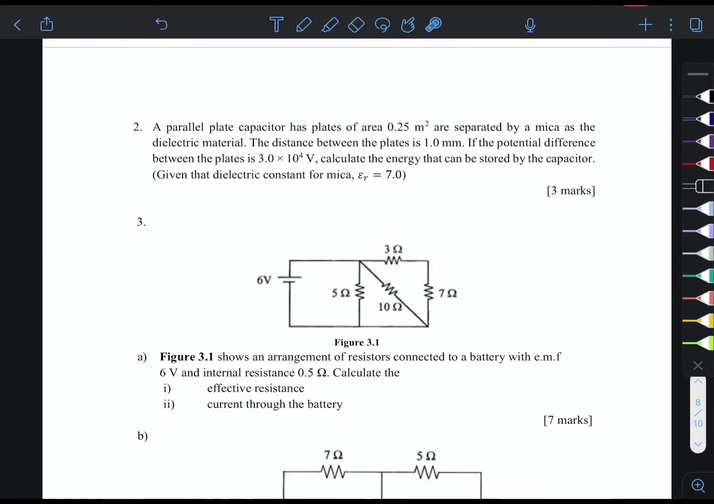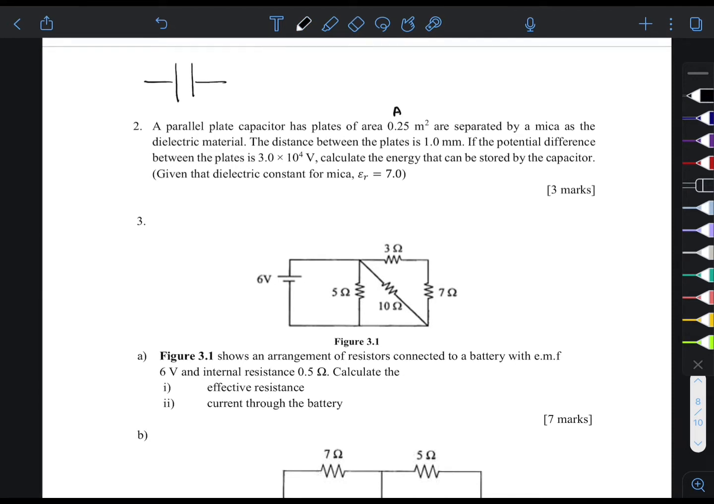Alright, welcome back. So now we are going to look at question 2 from our trial paper. A parallel plate capacitor has plates of area 0.25 meters square separated by a mica as the dielectric material. So we have a parallel plate capacitor where the area of the plates is given as 0.25 meters square, separated by the mica. We have inserted a dielectric called mica in between the plates.